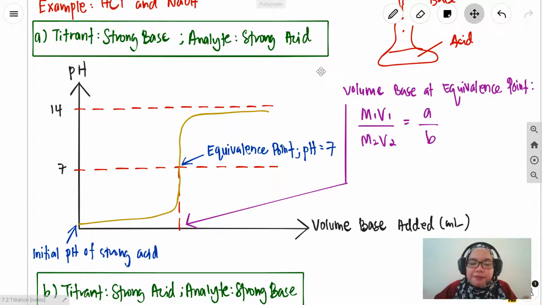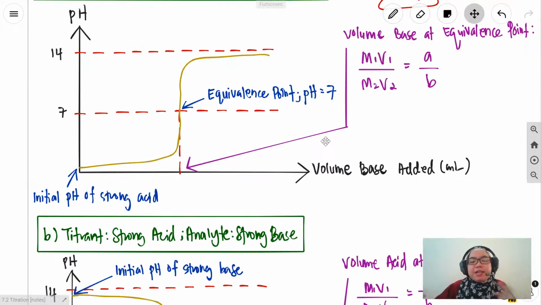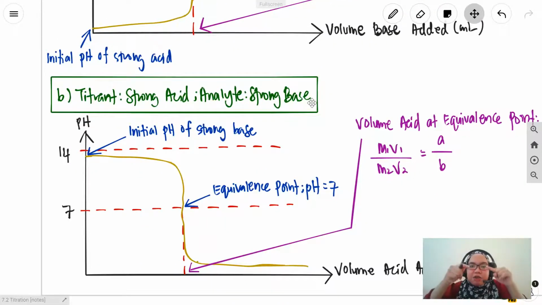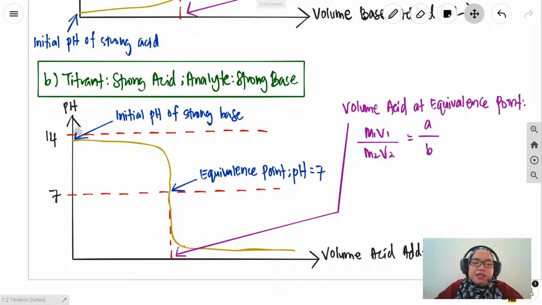Okay, so apa kalau kita terbalikkan? Kita jadikan titrant kita strong acid, analyte kita pula strong base. So maksudnya yang dekat dalam conical flask tu adalah strong base. Initial dia mesti pH tinggi, betul tak? Sebab strong base has high pH. And the titrant yang dekat dalam burette tu adalah strong acid. So dekat sini kita akan lukis curve kita. At dekat sini is the initial pH of the strong base.